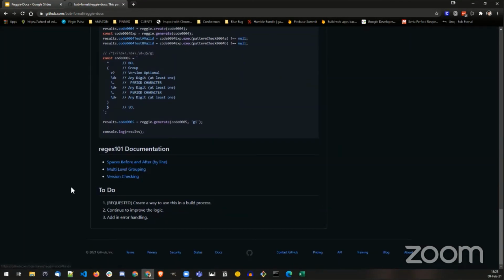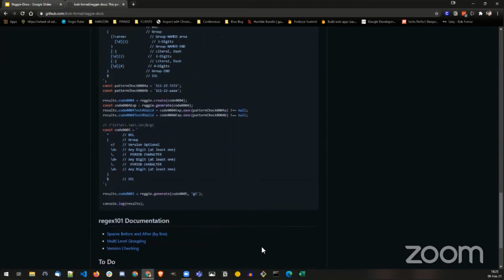Documentation, some of the things that I've done here, and to-do. A way to use it in the build process. I'm continuously improving the logic, and I want to add some error handling, which I haven't done yet as well. But there are unit tests against all of this as well.